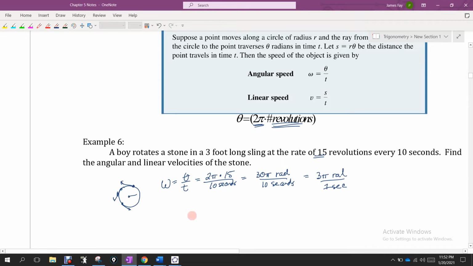Okay. Linear speed is s divided by t. Now s we don't know. Remember, s is arc length, so that is found by taking r theta. So r is the 3 feet, and theta, remember theta was the 2 pi times 15.